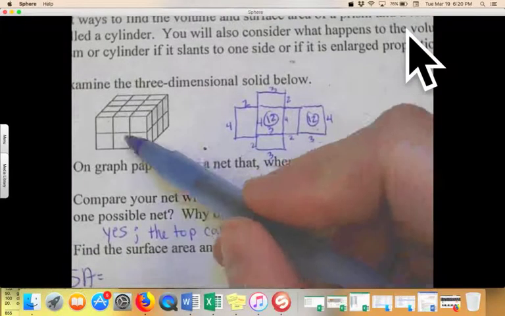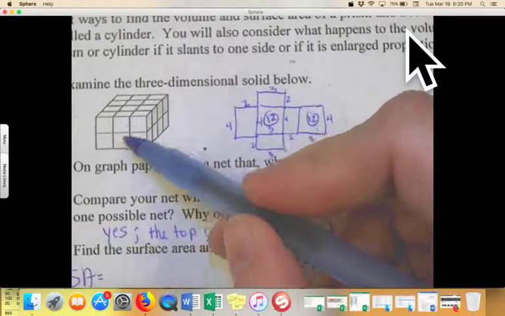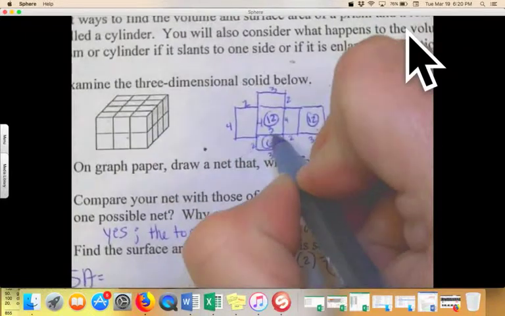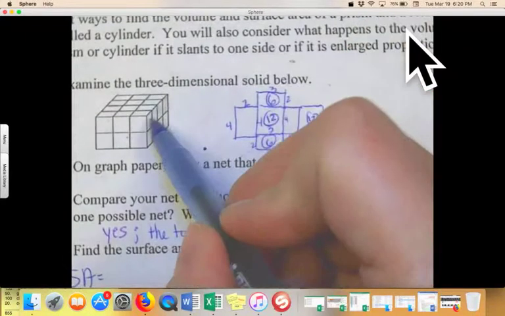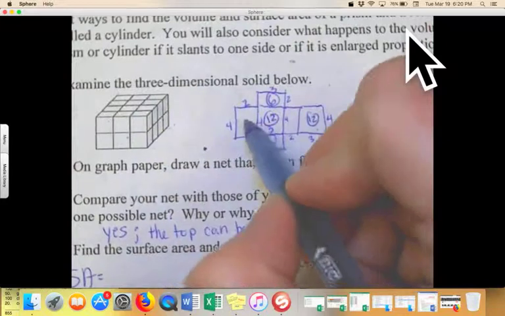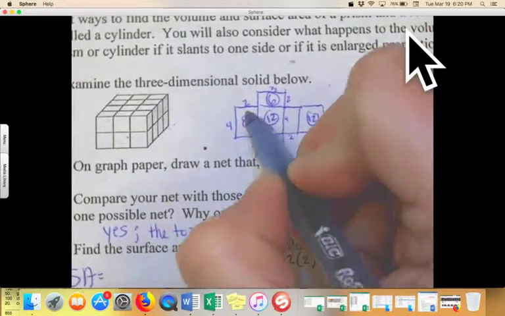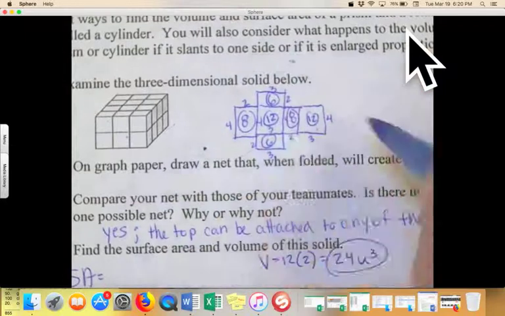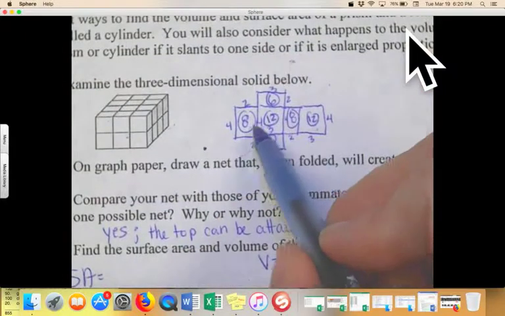Okay, my front and back are 2 by 3 rectangular faces, so that's 6 and 6. And then my left and right are 2 by 4 rectangular faces, so that is 8 and 8. So for my total surface area, I'm simply adding these numbers together.